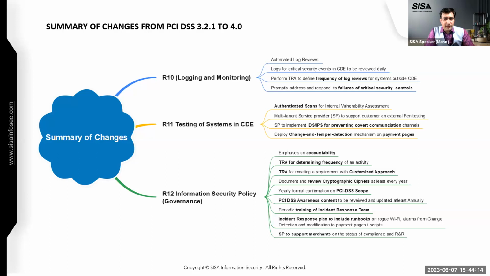Then every year, the organization has to formally review all the cryptographic ciphers they are using, because you know how quickly a cipher can become ineffective, breached, or compromised. You all know that. In the security world, there is nothing permanent. So that is where this control comes in.